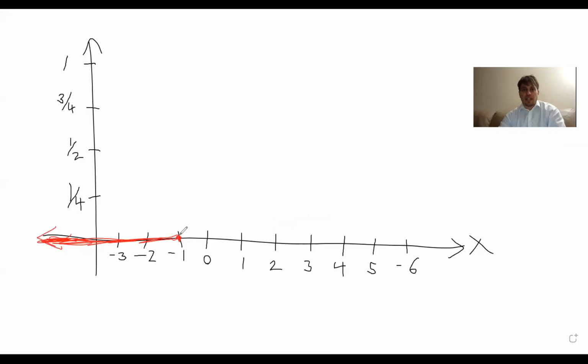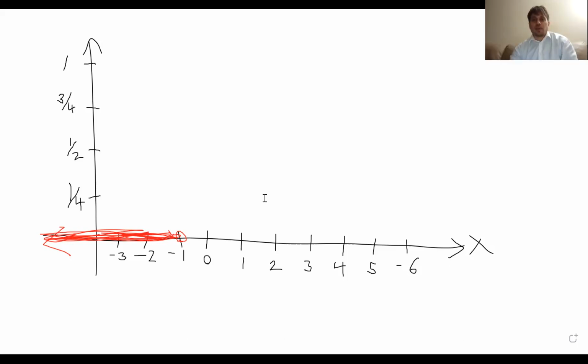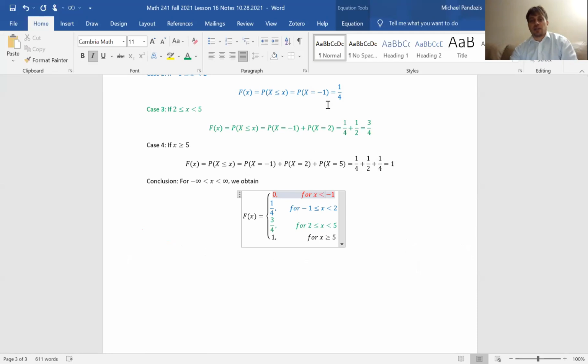I'm going to redraw it. At -1, we put an open ball signifying that it does not include that point, and we draw a line going left. Then it's 1/4 for x greater than or equal to -1 and less than 2.